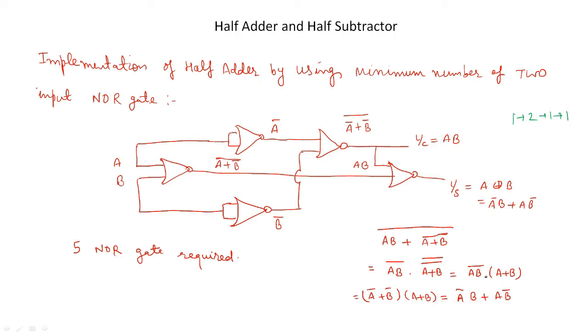Now again, you can use De Morgan's law here. So it will be (A bar plus B bar) and (A plus B). So you can write it as A bar B plus A B bar, and it is equal to A exclusive OR B, which is the sum of the half adder. So here you can see that we are using 5 NOR gates. So in the implementation of the half adder using the minimum number of 2-input NOR gates, we will require 5 NOR gates.